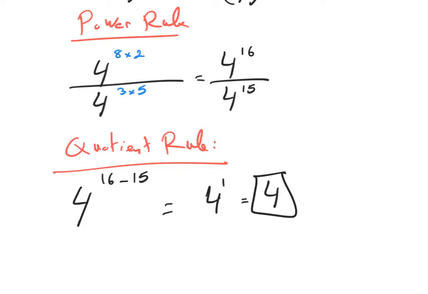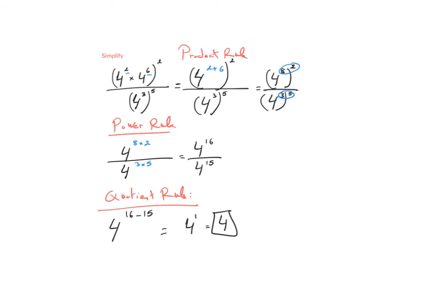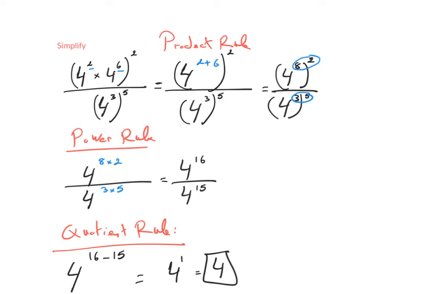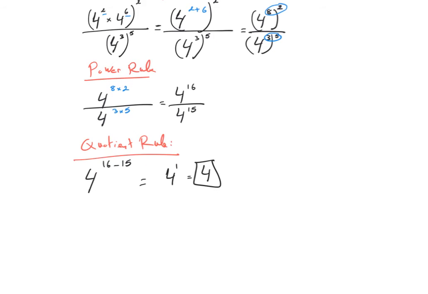All right, so let's summarize this here. The first step, we use the product rule, when we add the exponents. The second step, we use the power rule, where we multiply the exponents with each other. And the last step, we use the quotient rule.